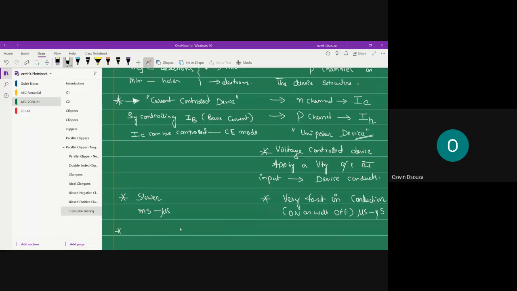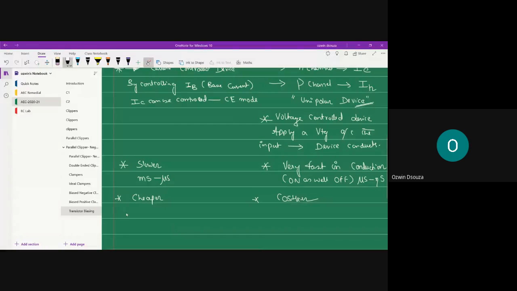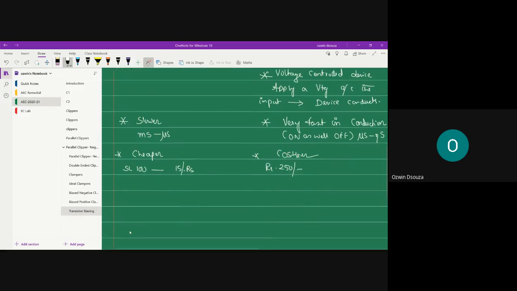And of course it comes at a cost. MOSFETs are costlier, and BJTs are cheaper. Let me just give you an example. The BJTs we use in our lab, for example SL100, cost somewhere about 15 bucks. On the other hand, the FETs we use in our lab cost somewhere about 250 bucks. That's the difference you can make out. It's almost 2.5 times more expensive than BJT.